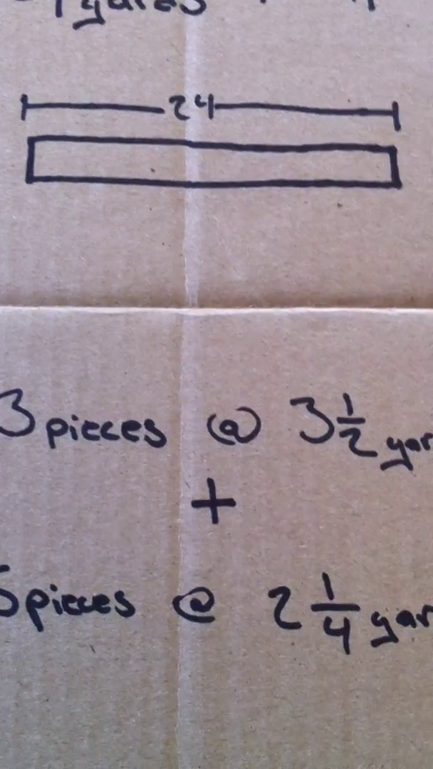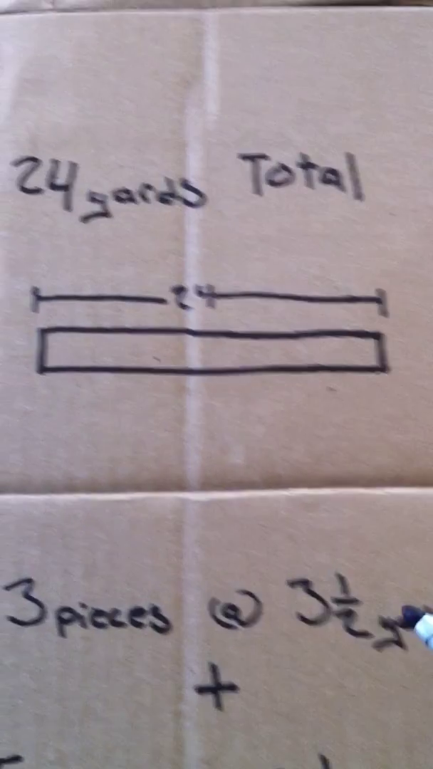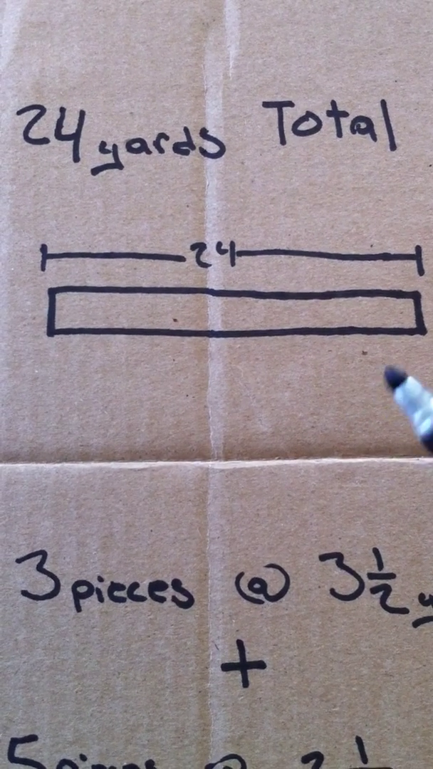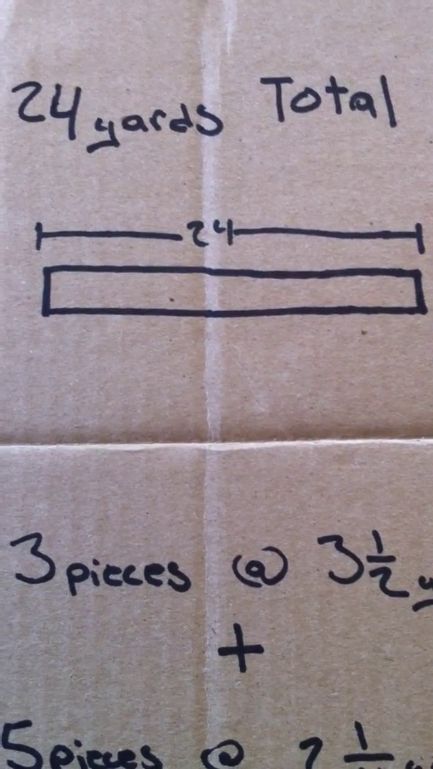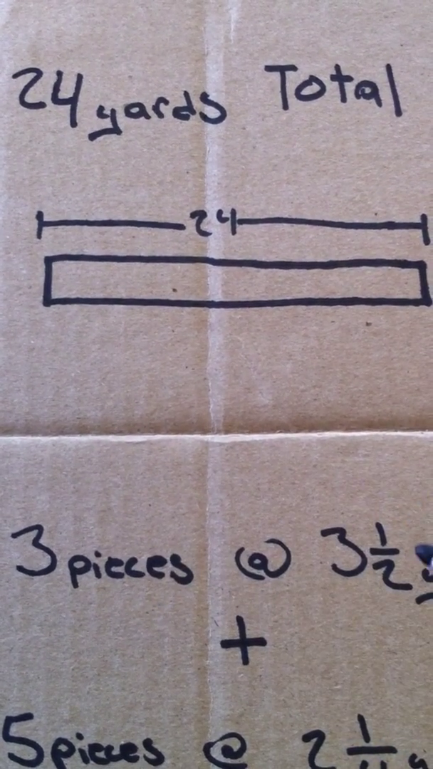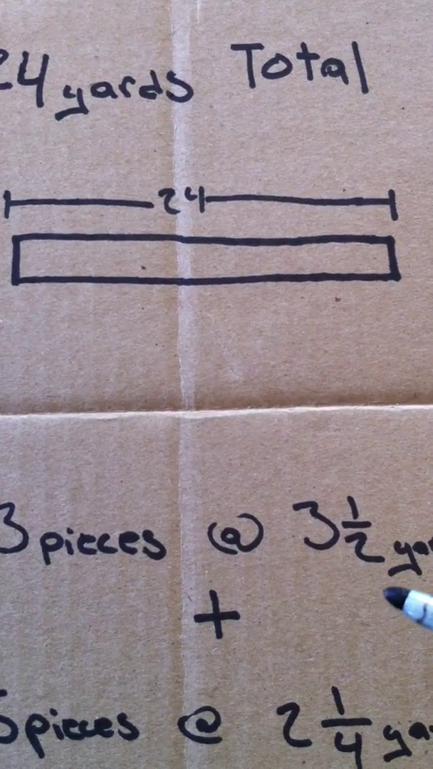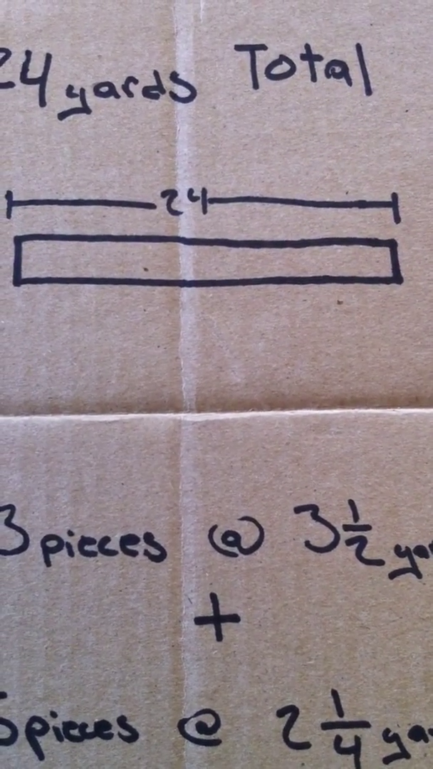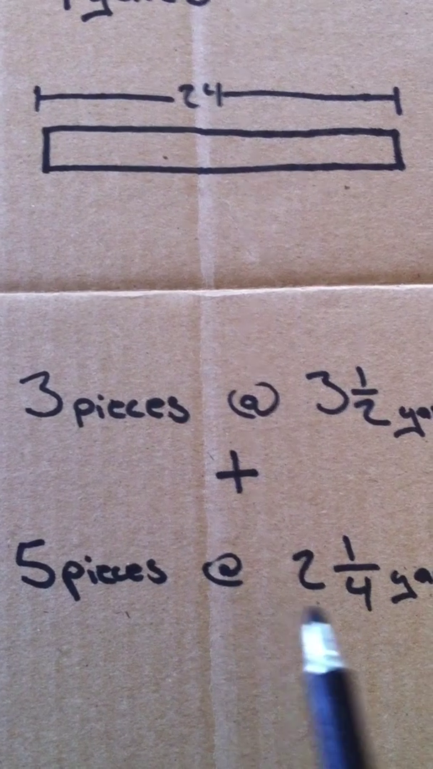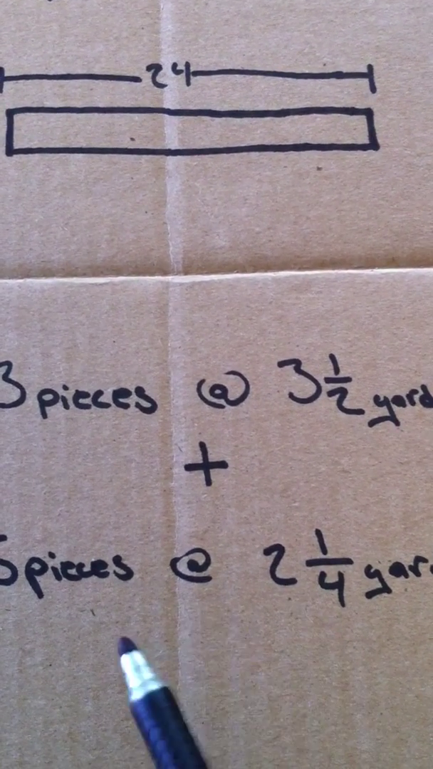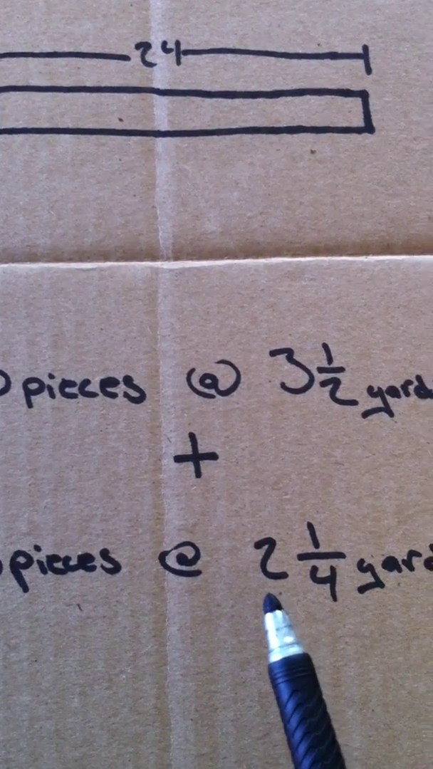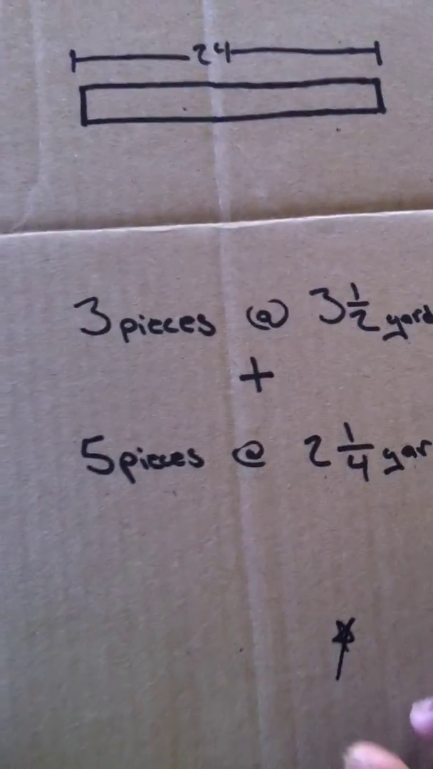So if you can give yourself an example, basically you're a fabric store. You've got this piece of yarn that's 24 yards long, and then you've got three customers that each buy a 3.5 yard piece of this cloth. And then you've got another set of 5 customers, well, not each, 5 people buy cloth at 2.25 yards. I hope you can understand what I was trying to say.